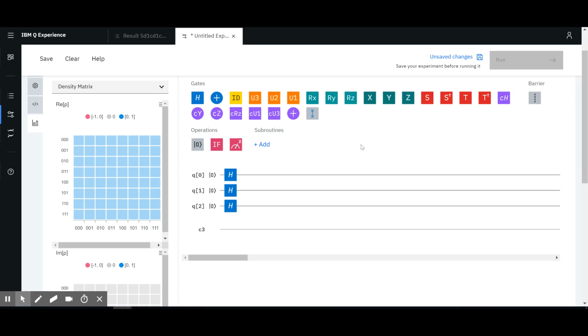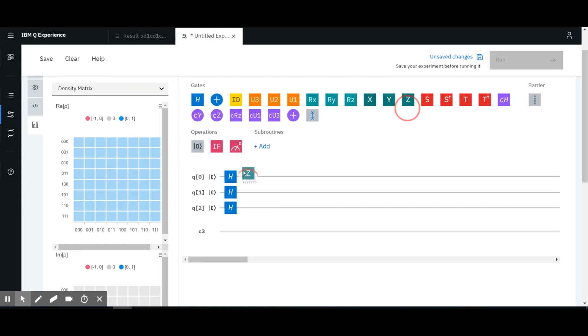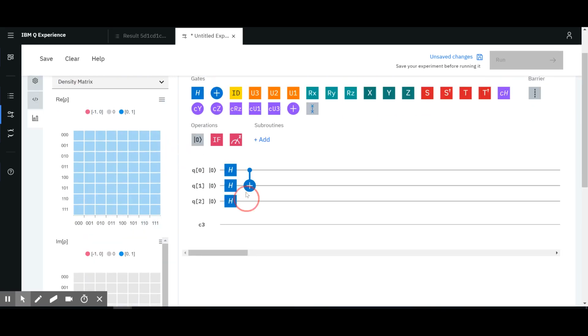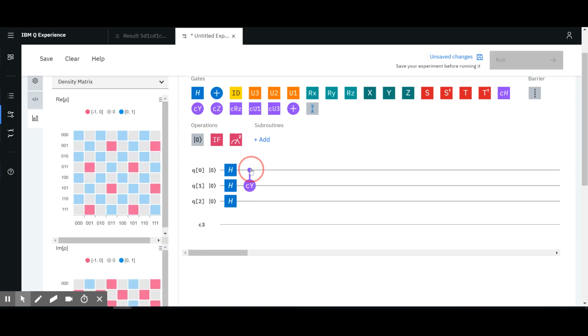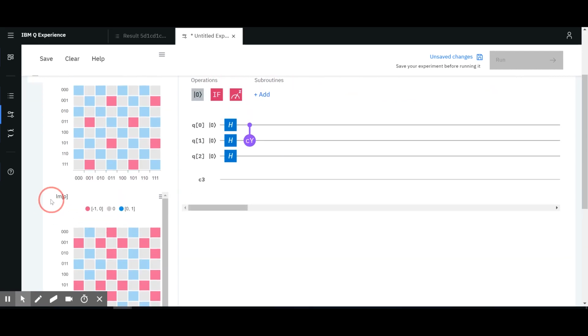What happens if I put a Z and now I swap? Yeah, okay, so it has the same effect as just having the Z on qubit 1. Good. This doesn't do anything. Control Y. That's some weird stuff, man.